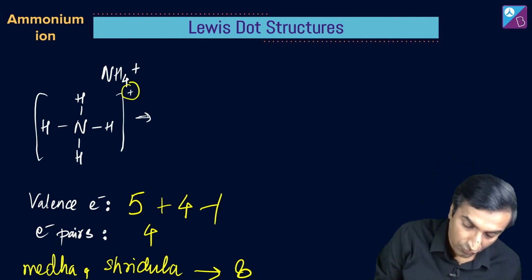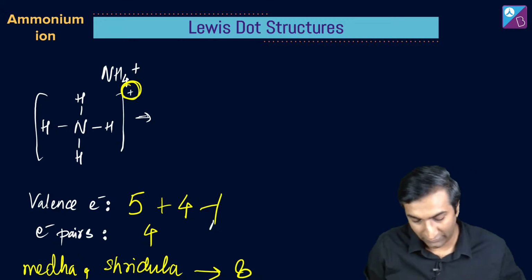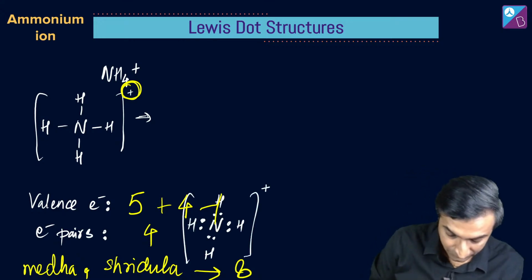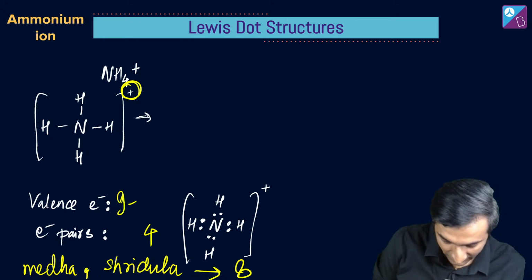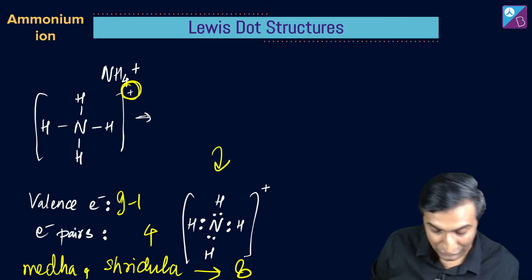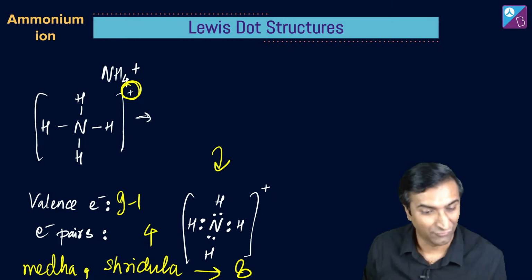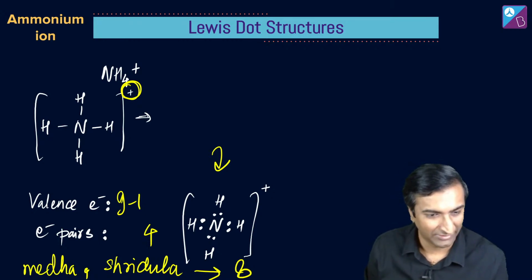Yeah, make sure to indicate the positive charge also. Don't forget that. ठीक है? So let me write that यहाँ पे फिर से 9 - 1. ठीक है? This is your Lewis dot structure for NH4+. Good job everybody. Absolutely right, Medha.